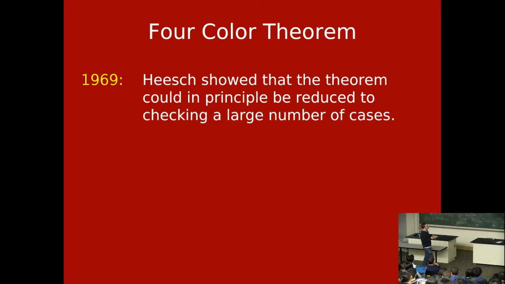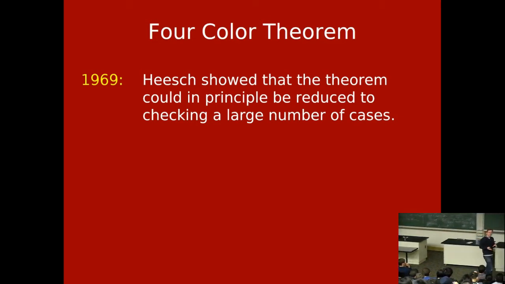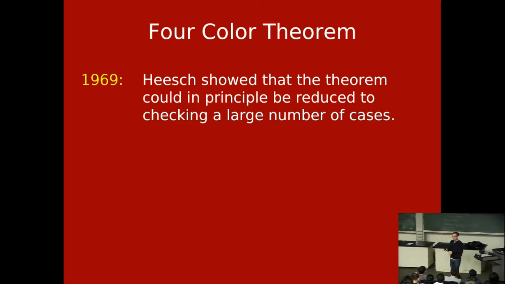But one thing he did show was that he got it down to a situation where he's like, okay, we could complete the proof of this theorem if we could just check a certain finite number of cases, some enormous number of cases. You have to actually prove the theorem for all maps, but he figured out a mathematical way to reduce it to checking a finite number of cases.